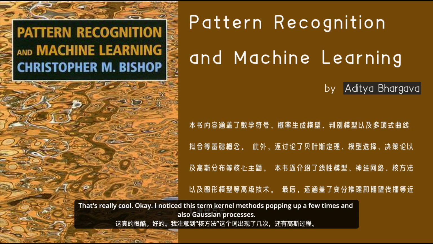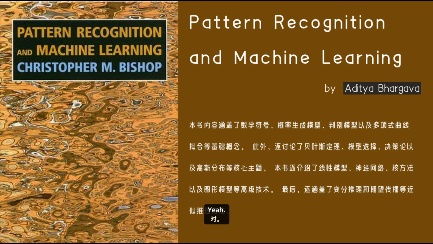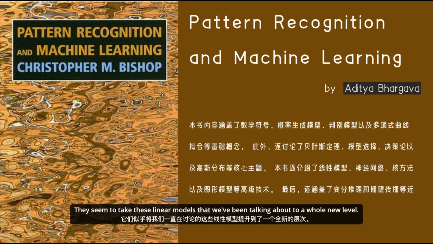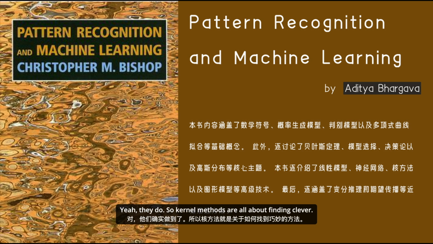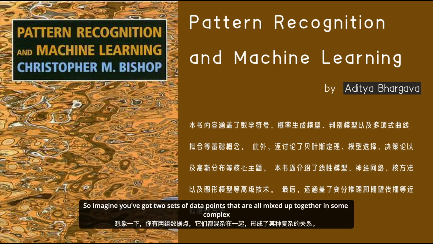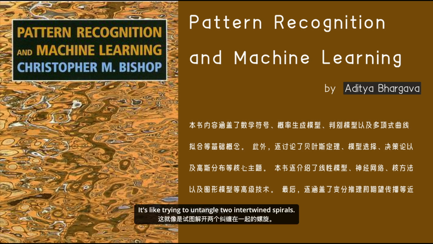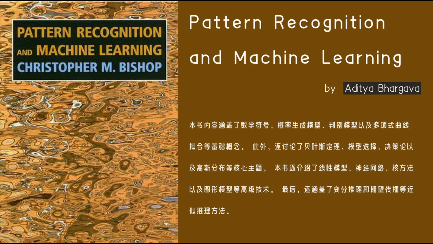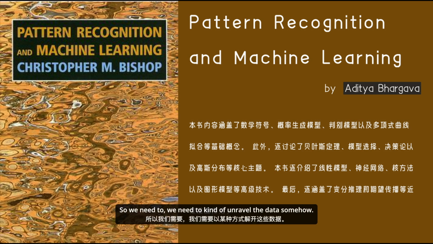I noticed this term kernel methods popping up a few times, and also Gaussian processes. Yeah. They seem to take these linear models that we've been talking about to a whole new level. Yeah, they do. So kernel methods are all about finding clever ways to transform data into a higher dimensional space. Okay. Where linear relationships might suddenly pop out. So imagine you've got two sets of data points that are all mixed up together in some complex, non-linear way. Right. It's like trying to untangle two intertwined spirals. You can't do that with a straight line. So we need to kind of unravel the data somehow. Yeah, exactly.